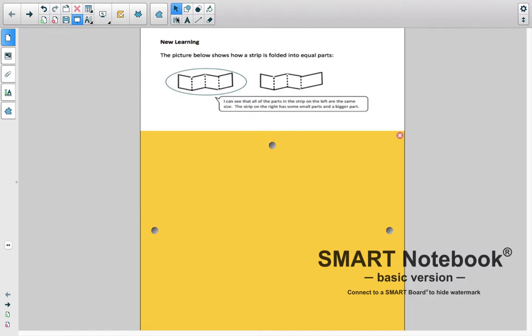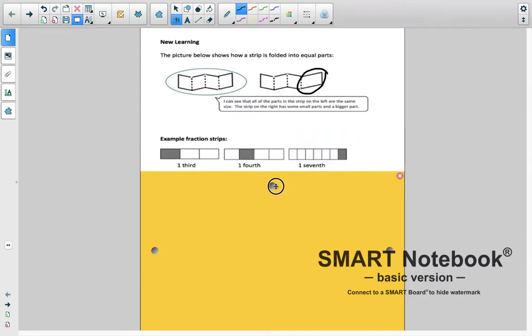If you look at the strip that's circled, you can see that each one of these pieces is equal. If you look at this one over here, these pieces are not equal. You can tell that this piece right here is a lot bigger than the small squares. So when we are working on a fraction, you need to make sure that each piece is equal, as you can see in the folded strip below.